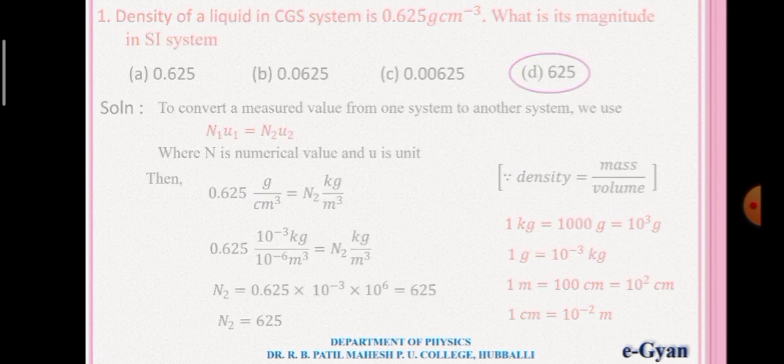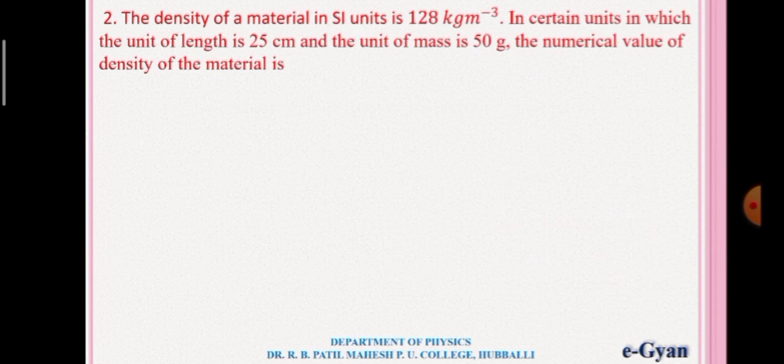Next question. The density of a material in SI unit is 128 kg per cubic meter. In certain units in which the unit of length is 25 centimeter and the unit of mass is 50 grams, the numerical value of density of the material is. The options are option A 40, option B 16, option C 640, option D 410.